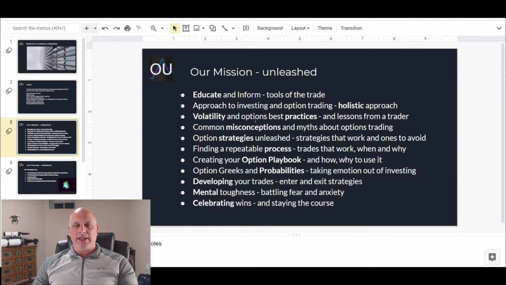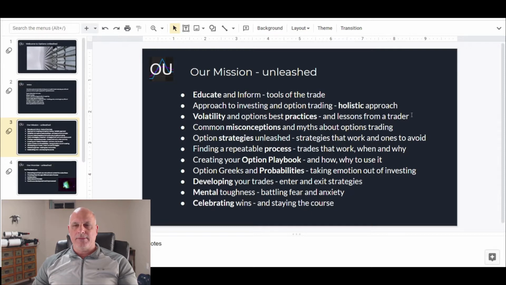And as we get further along, we're going to go from general to more specific in terms of option trading. What are the kind of things that we look for? What's the holy grail, if you will, of option trading? And that's really volatility. So volatility and options best practices and lessons learned from me as a trader.